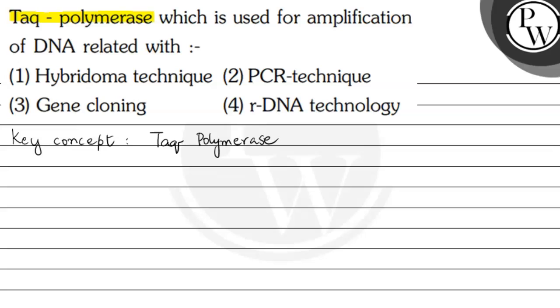So first of all, Taq polymerase is a type of DNA polymerase. DNA polymerase is an enzyme which catalyzes the synthesis of a DNA strand by nucleotide addition. Now, this Taq polymerase is a very special type of enzyme because it is a thermostable enzyme. So, what is a thermostable enzyme? A thermostable enzyme is an enzyme that can withstand very high temperatures.